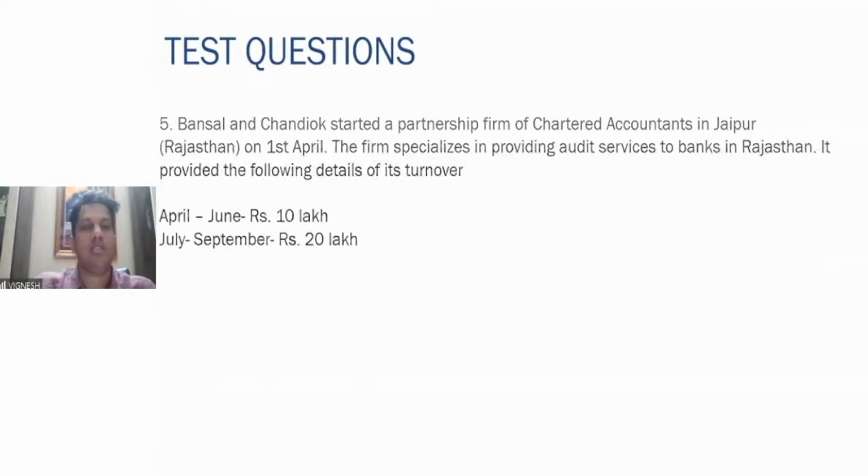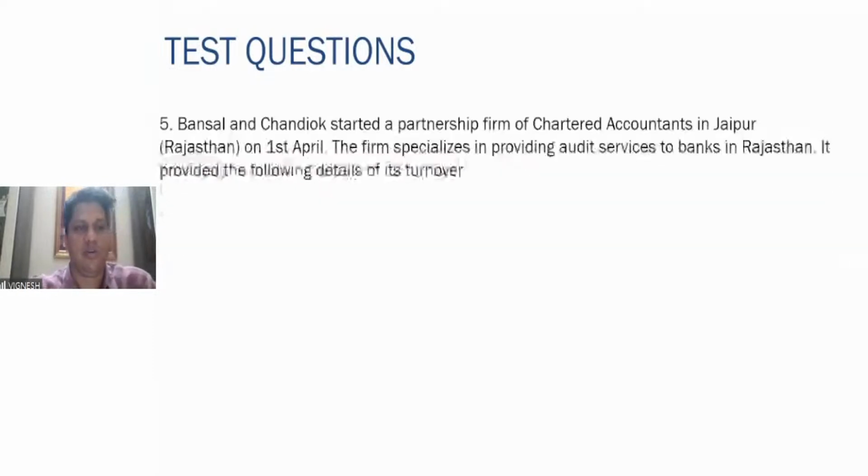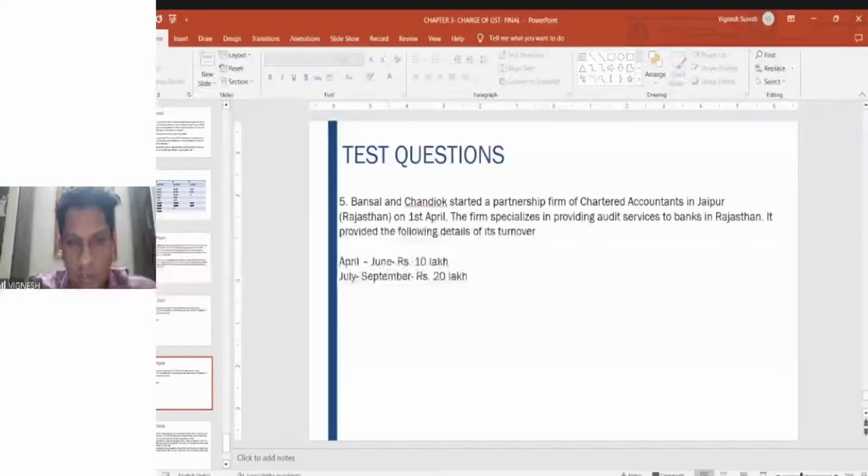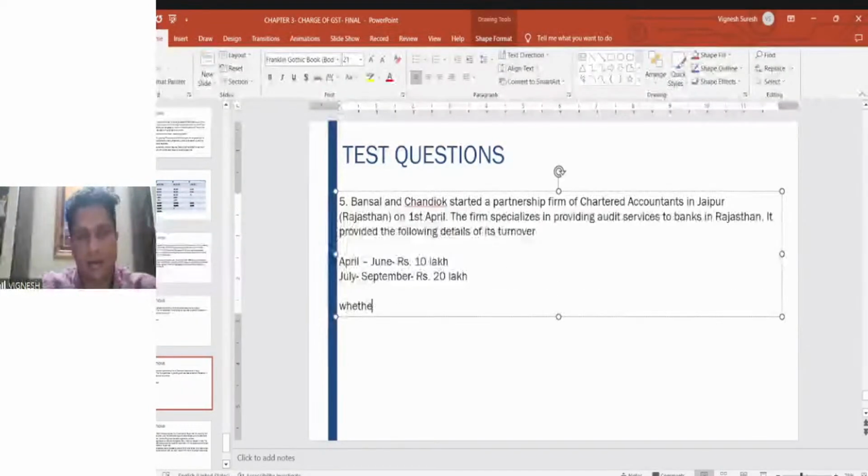Next question. Bansal and Chandiok started a partnership firm of chartered accountants in Jaipur on 1st April. The firm specializes in audit services to banks in Rajasthan. It provides the details of the turnover: April to June 10 lakhs and July to September 20 lakhs. So basically the question is whether they can opt for the composition scheme. The question is also asking whether they are eligible for the composition scheme, and the tax payable for each quarter.